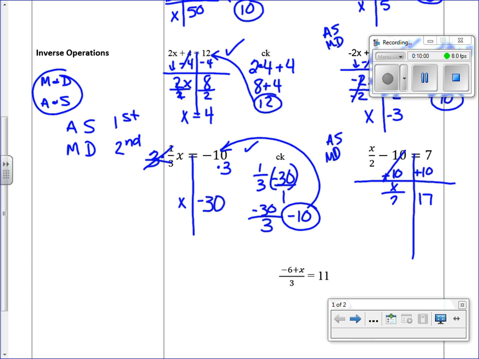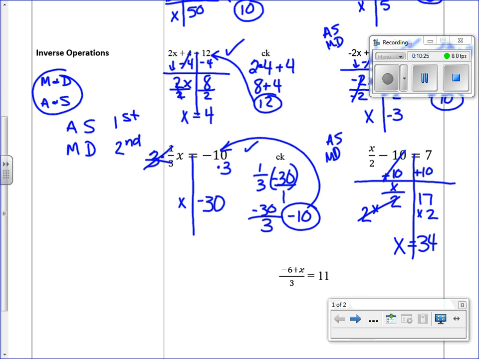X over 2 is 17, so I'm going to multiply. The opposite of divide is multiply, so I'm going to multiply by 2, both sides. Those 2's cancel. Remember, that's our inverse property of multiplication. It says that can happen. So I have X, and it's going to equal 34.